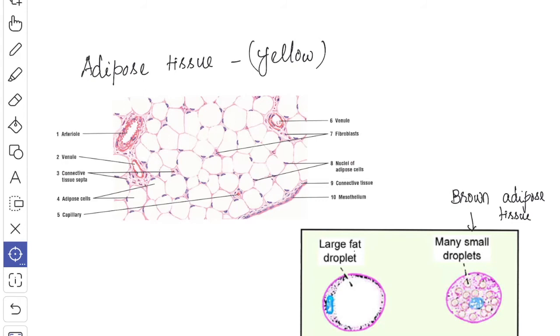Hence, the brown fat is also called the multilocular adipose tissue, and the white or yellow fat is known as the unilocular adipose tissue. When you see the position of the nucleus, the cytoplasm and the nucleus of the cells are not pushed to the periphery in the brown adipose cells, whereas here in the yellow adipose tissue, the cytoplasm and the nuclei are pushed to the periphery.